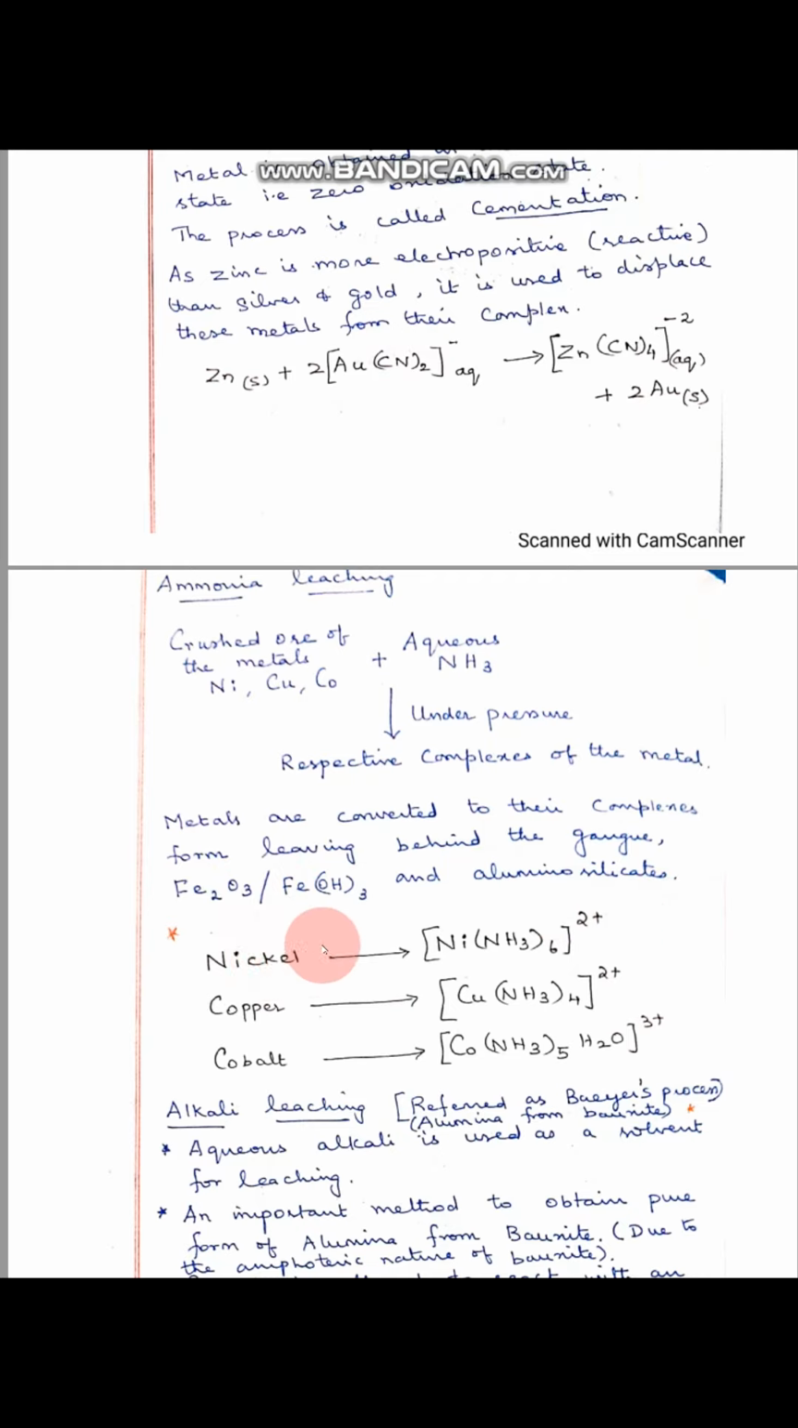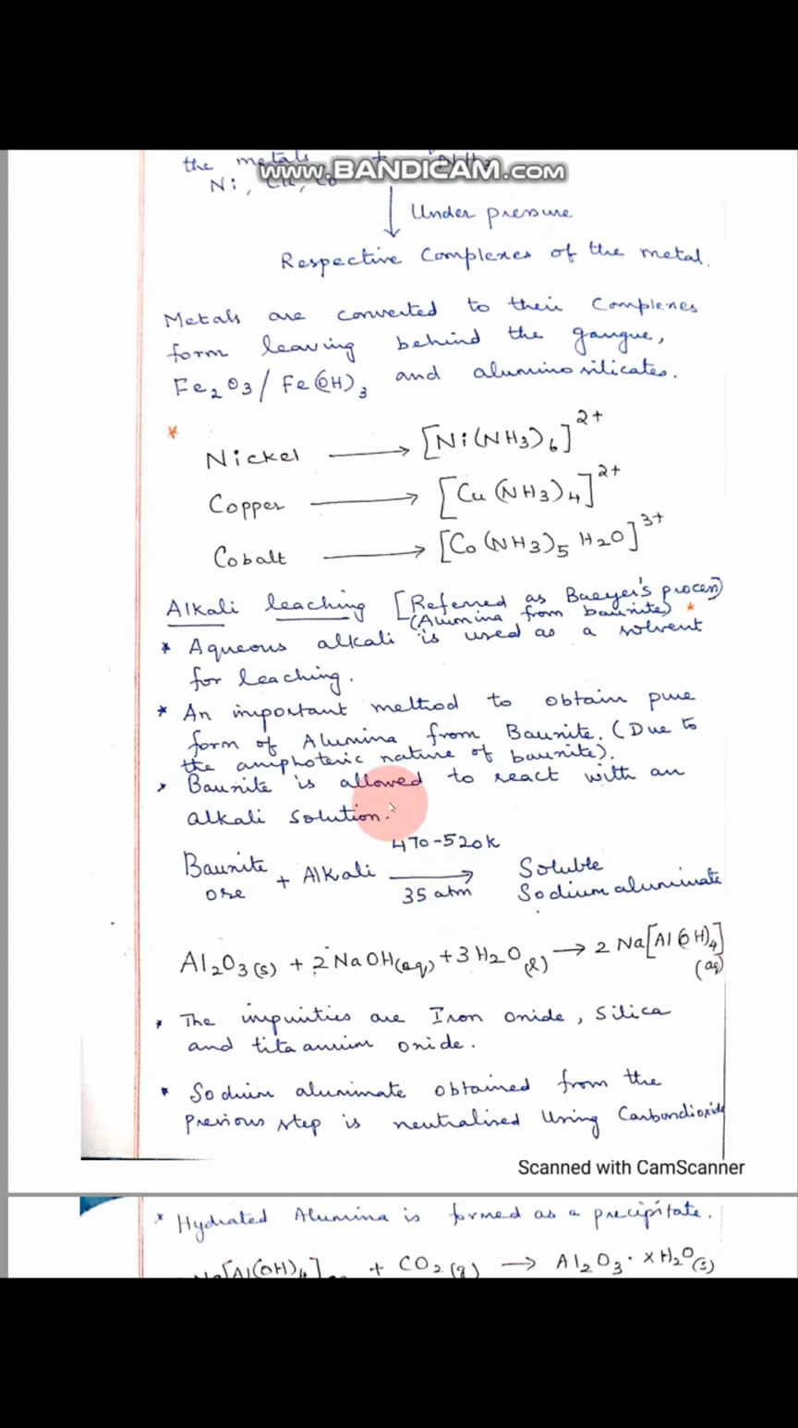How will the metals be converted? Nickel can be converted into this type of nickel amine complex, and naming can be done later. Then copper can be converted to a tetramine complex, and cobalt can be converted to a pentamine aqua complex. So in ammonia leaching, what you need to remember is these examples of metals which can be converted into their respective complexes.